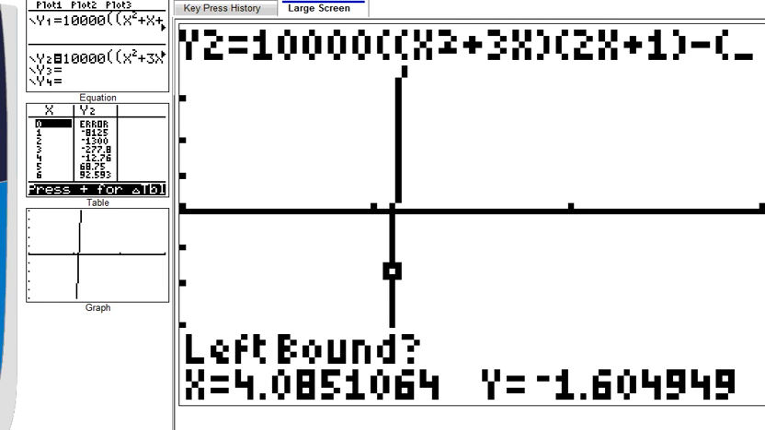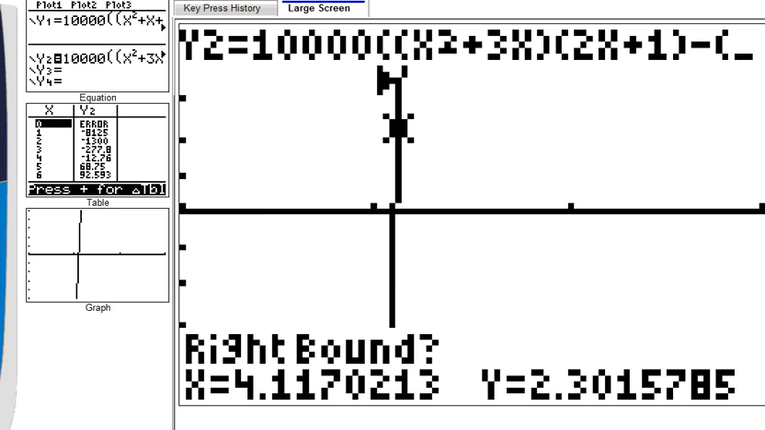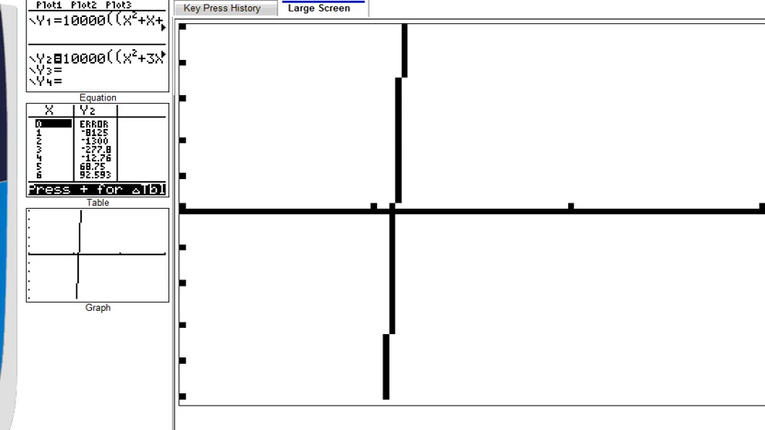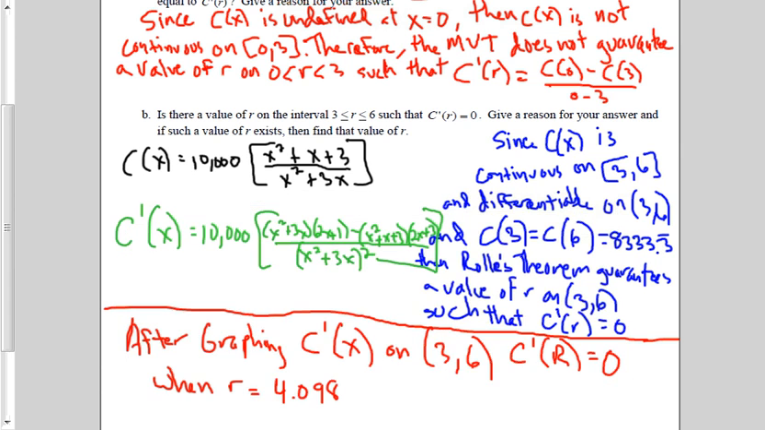And left bound, you might have to move your cursor. Mine just happened to be right there. Again, you got to kind of look. And I know from my graph that it was kind of going up from left to right, so I should go a little bit left until I get in the negative area. Then I can hit enter. And that may be where you have to make a bigger window just to see what the graph looks like. And then I just need to be a little bit to the right of the 0. Enter. Guess. It doesn't really matter. Hey, 4.098. And I got to just go to 3 decimal places. So now, after graphing the derivative on the interval from 3 to 6, the derivative equals 0 when r equals 4.098.